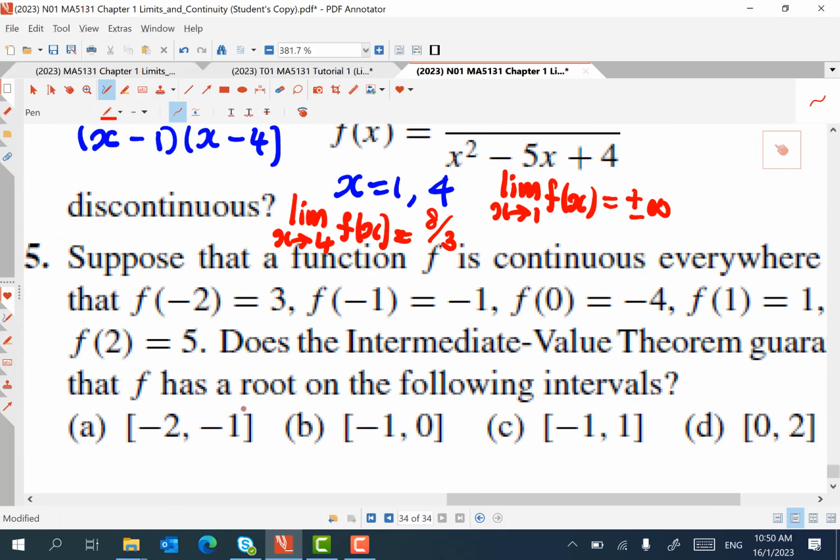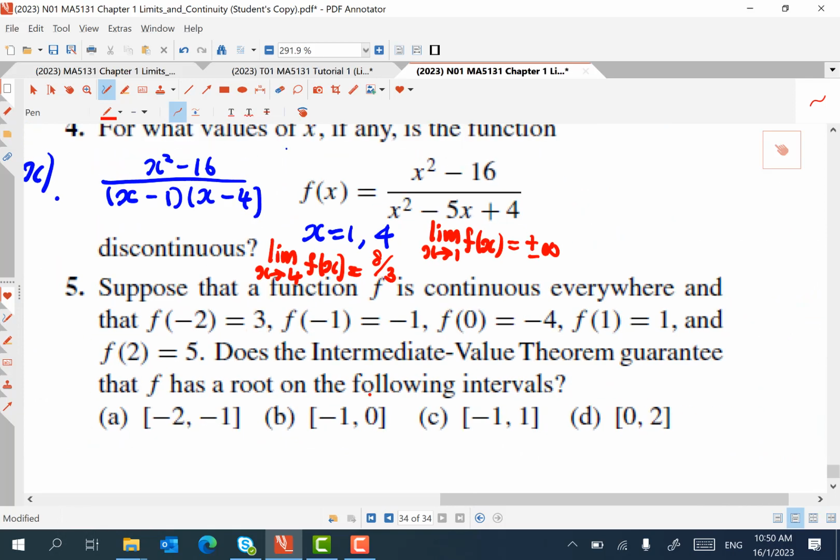Okay, then we have number 5. Katit, you want to try number 5? Where are the intervals for which you will find roots? A, C, and D. Why is that so? Because at minus 2, it is positive. At minus 1, it is negative. There's a change of sign. Therefore, you are guaranteed roots. Could be more than 1.